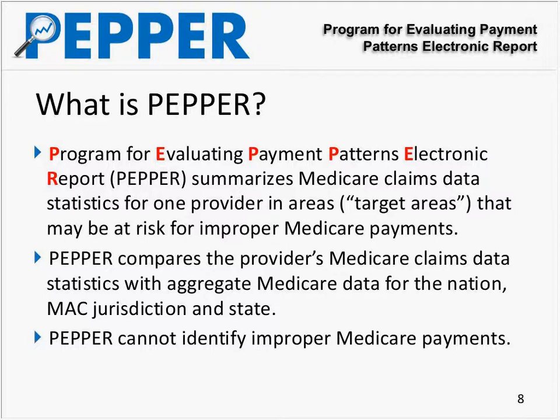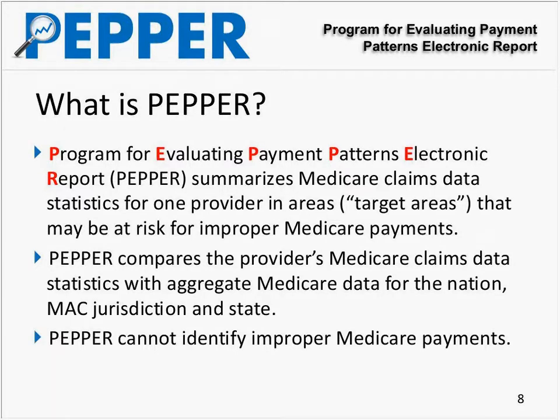So what is PEPR? PEPR is an acronym that stands for Program for Evaluating Payment Patterns Electronic Report. And essentially, the PEPR is a comparative data report that summarizes one hospital's Medicare claims data statistics for areas that have been identified as at higher risk for improper Medicare payment. And we call those target areas in the PEPR.